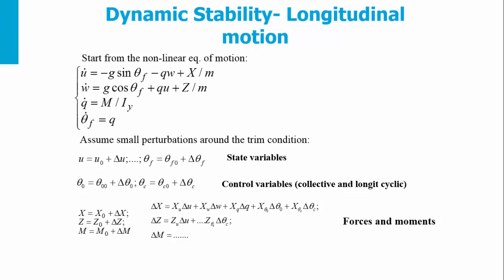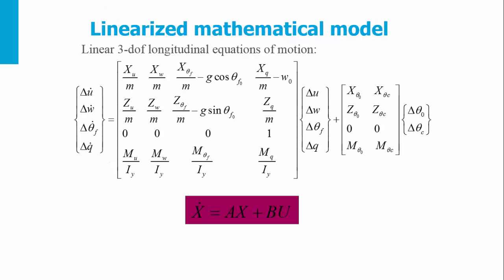In this way, one can calculate the perturbation in the forces delta X, delta Z, and delta M, and having these forces and moments, one can represent the perturbed system. If you remember, the linearized mathematical model that you derived involves the stability derivatives in the x direction, z direction, and the pitch moment, and these are the control derivatives, collective pitch and cyclic pitch.